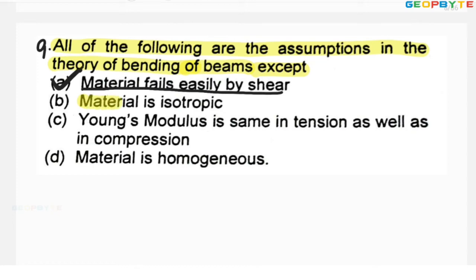Material is isotropic. This is one of the assumptions. That is absolutely correct. Option C, Young's modulus is the same in both tension as well as compression. Absolutely correct. And material must be homogeneous. So anyhow, the second assumption is correct. Third assumption is correct. Fourth assumption also correct for deriving the bending equation. But the first assumption is not connected to the bending equation or theory of simple bending.